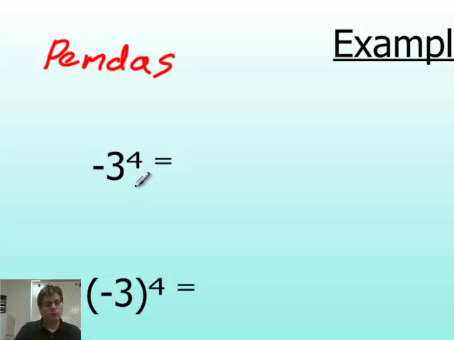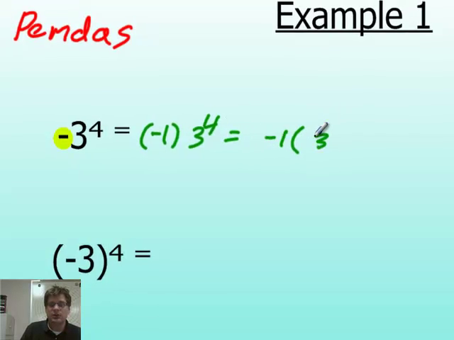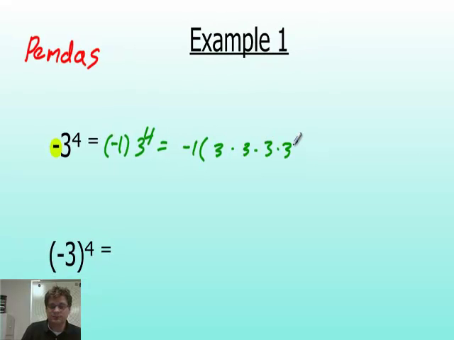Well, when we're looking at negative 3 to the fourth power, that negative in front of the 3 is kind of like saying negative 1. We could rewrite this as negative 1 times 3. Negative 1 times 3 is negative 3, and multiplication happens after the exponent. So we have to take care of the exponent first when it's written like this. In other words, this is really saying negative 1 times 3 times 3 times 3 times 3. So that simplifies to negative 1 times 81, which is, of course, negative 81.